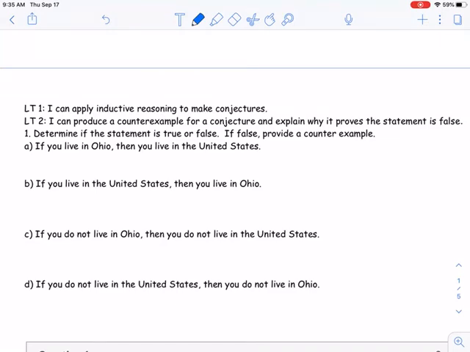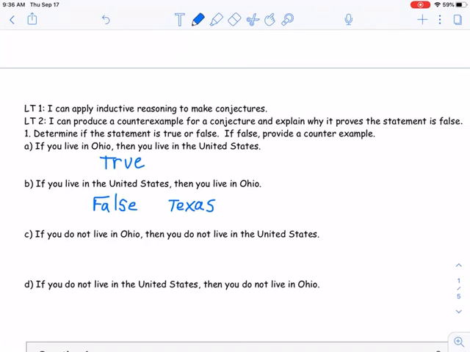If you live in Ohio, then you live in the United States. That's true. Ohio is in the United States. There's no parts of Ohio that exist outside of our borders. Now, this is kind of interesting. It's the same sentence, but we swapped the order. If you live in the United States, then you live in Ohio. Well, that's false. Why? All I need is one counterexample. You can live in the United States, but live in Texas.